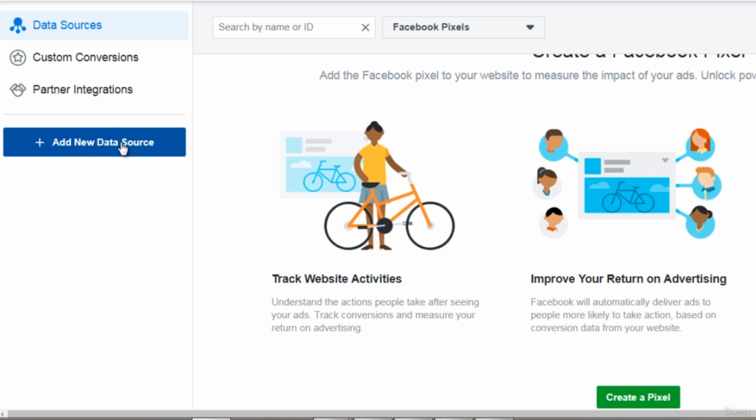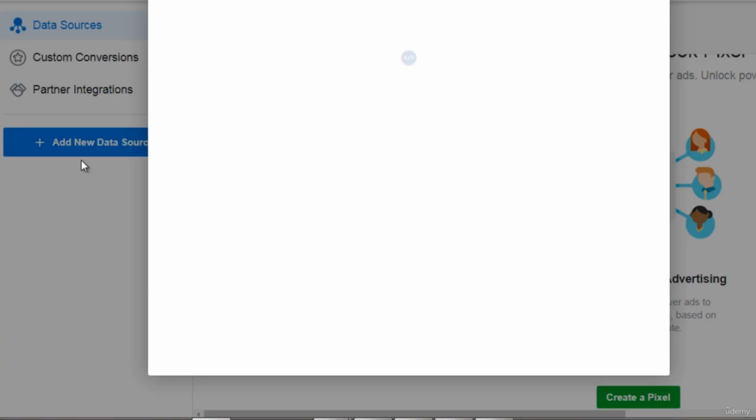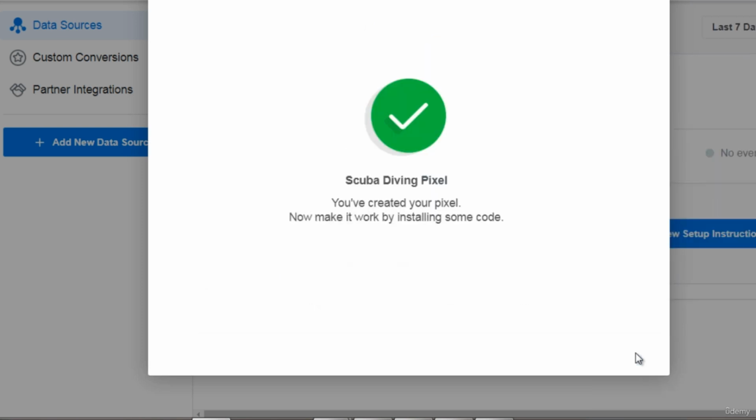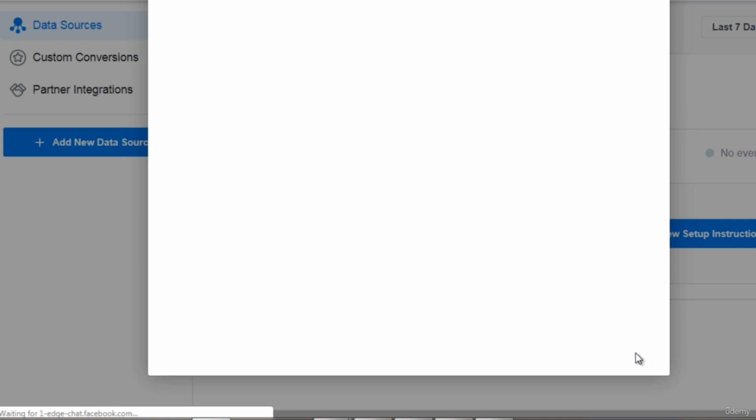So what you need to do is when it says add new data source, click this here. And also keep in mind that Facebook changes their user interface a lot of times, like every single week. So if it does change, look for the Facebook pixel creation. So we're going to click on add new data source, click on Facebook pixel. And the next thing we'll do is click on pixel name. So we'll call this scuba diving pixel. You can enter their website URL if you want to, but you don't have to. It's optional. Click create. And Facebook will create the pixel.